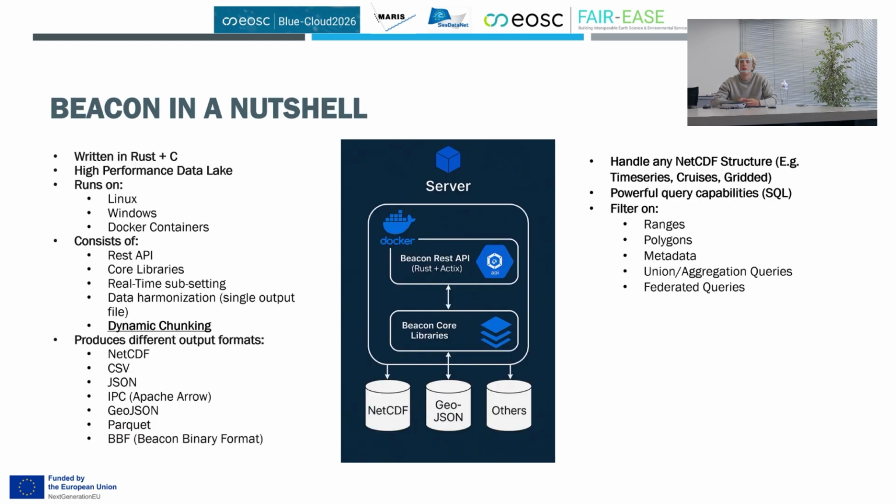What is Beacon? So it's written in Rust and C. It's a high-performance data lake. It runs on Linux, Windows, and consists of Docker containers, a REST API, core libraries, and allows for real-time subsetting. Provides data harmonization, so it gives one single output file that you can choose the format of. It does dynamic chunking in geospatial chunks or chunks on time. That's up to the provider to decide. And as I said before, it can produce different output formats. It also can handle any type of netcdf structure and allows for powerful query possibilities.